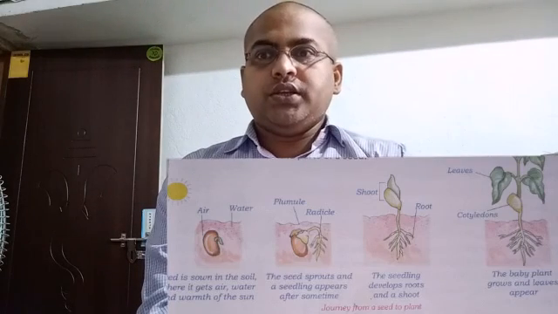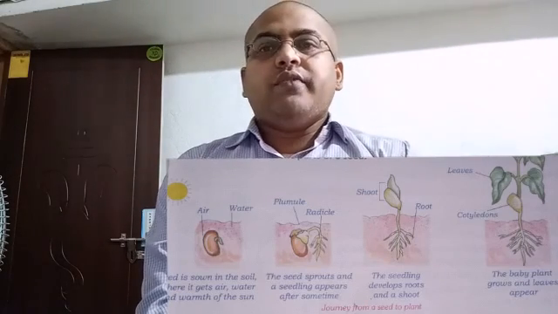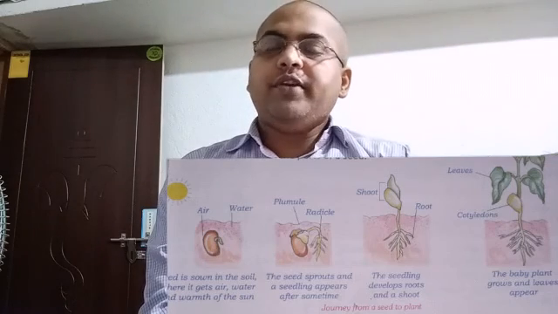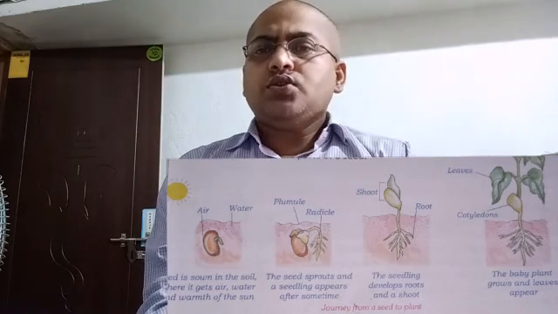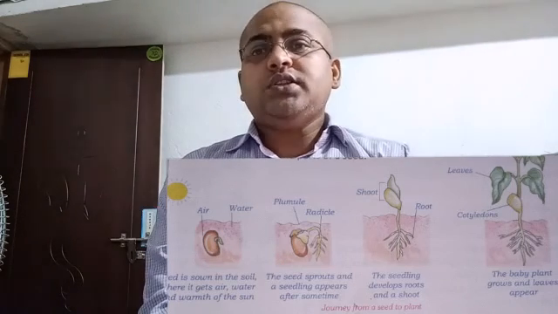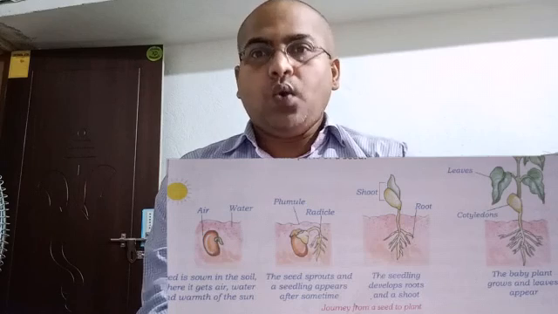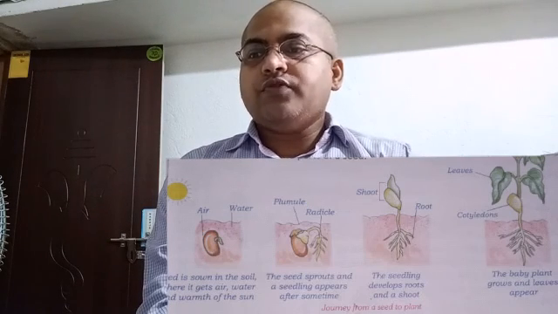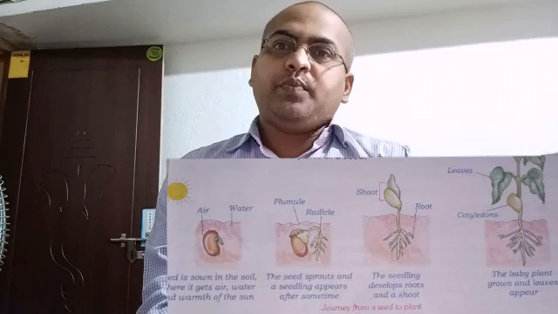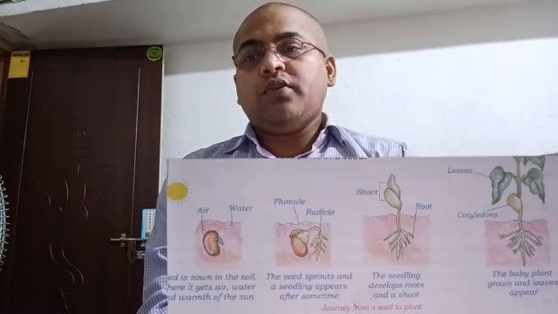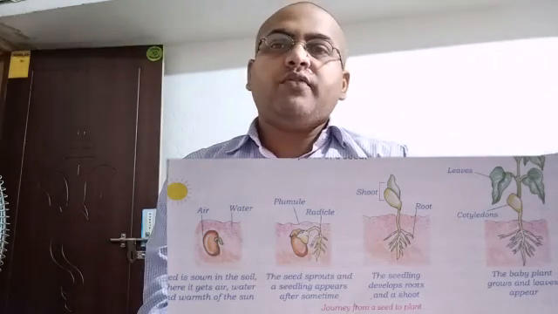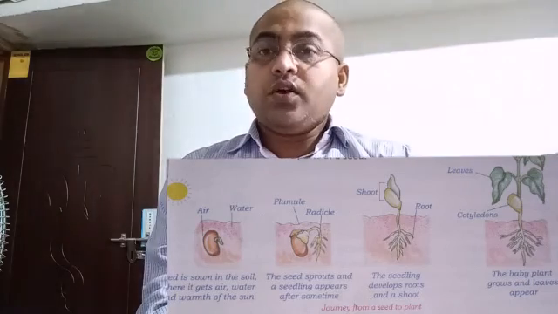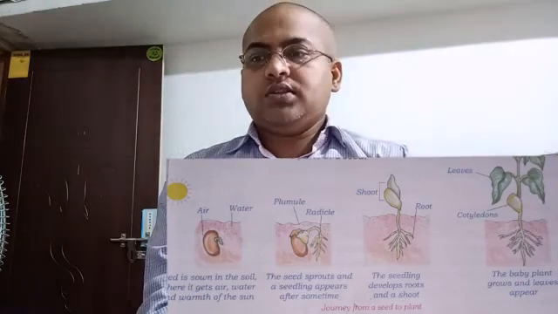The first question is, the outer covering of a seed is called. So we all know the outer covering of a seed is called seed coat. The next question, the process of scattering of seeds away from the mother plant is called dispersal. We all know that this is called dispersal.